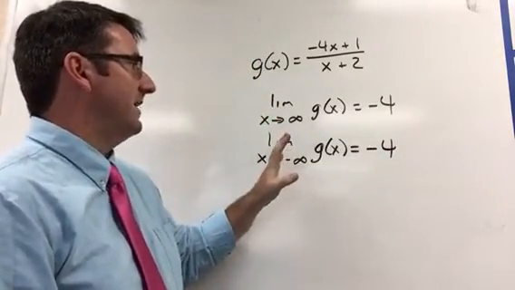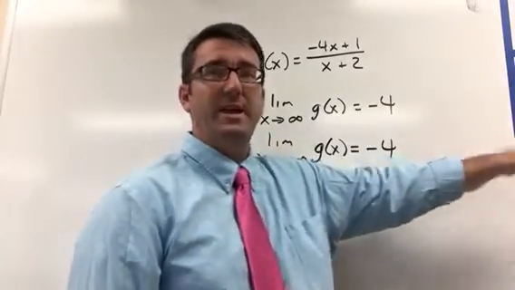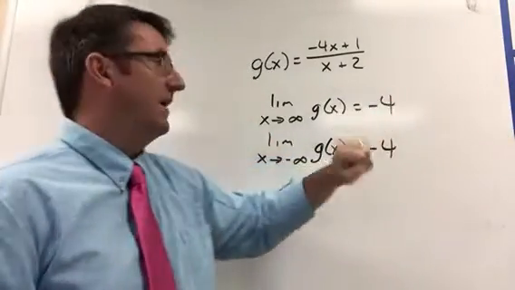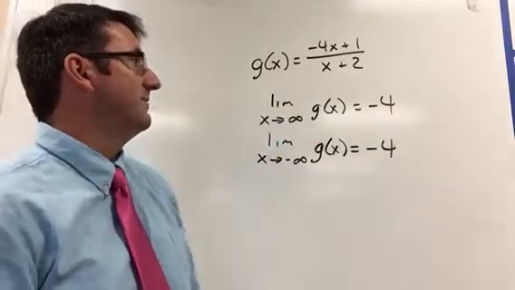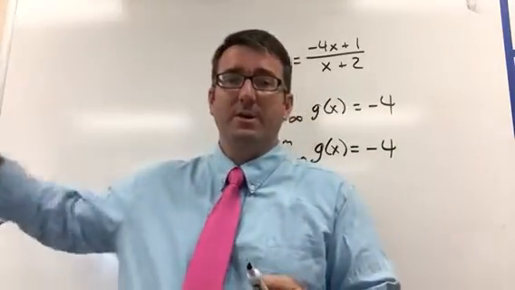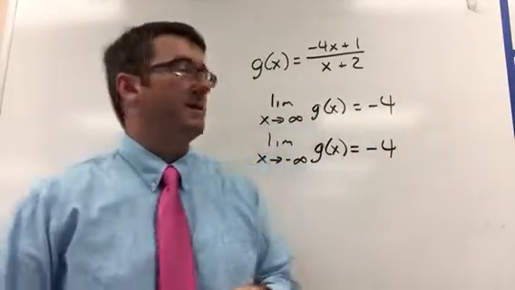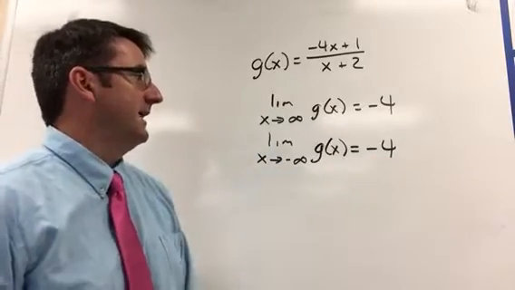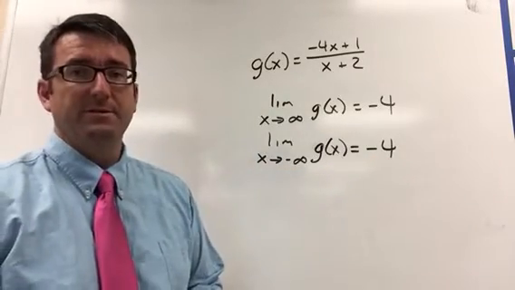So as x gets really big, as x goes toward infinity, f of x goes toward negative 4, and as x goes toward negative infinity, again, the function gets closer and closer to negative 4.